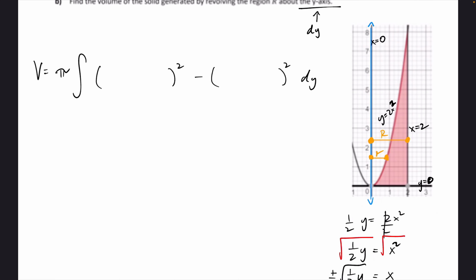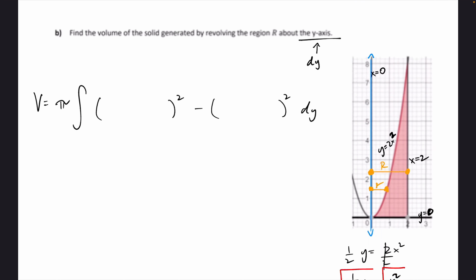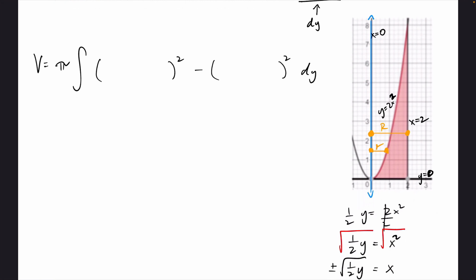Okay, so now let's go big R. Big R, we go right minus left. So even though we started left and went right, it doesn't matter. We always go right minus left when you're doing big R and little r.